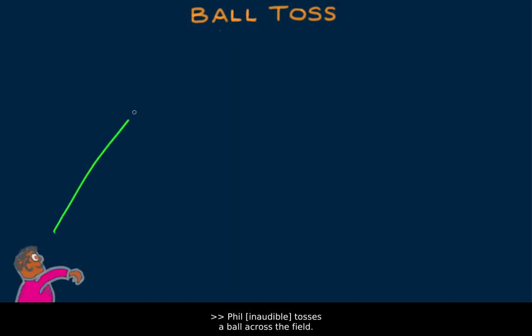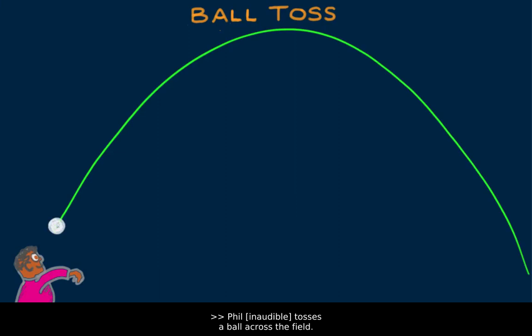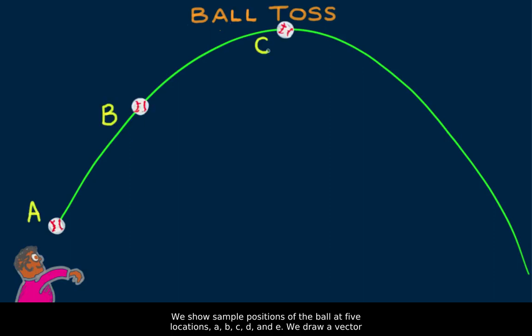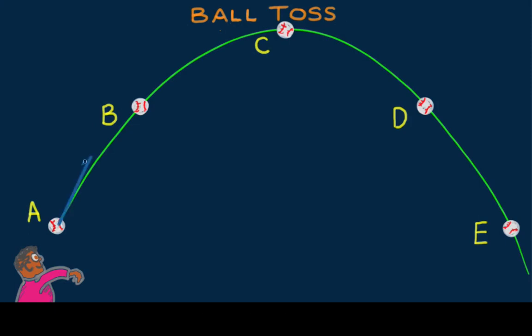Phil Physiker tosses a ball across a field. We show sample positions of the ball at 5 locations: A, B, C, D, and E. We draw a vector at position A to show the initial velocity of the ball.